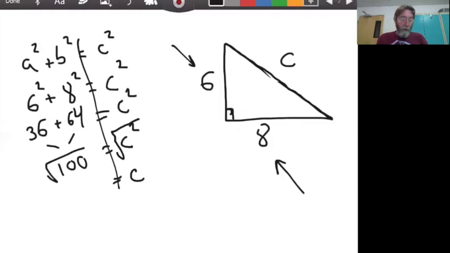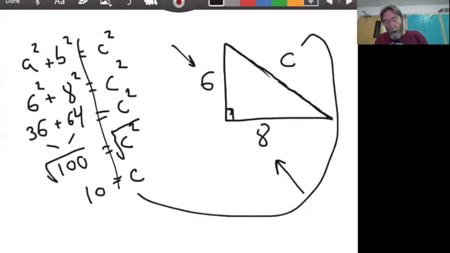If we take the square root of 100, we get 10. So we're saying that C, our longest side, woohoo, has to be 10. There you have it. That's all there is to it. And it makes sense because our hypotenuse was our longest side.